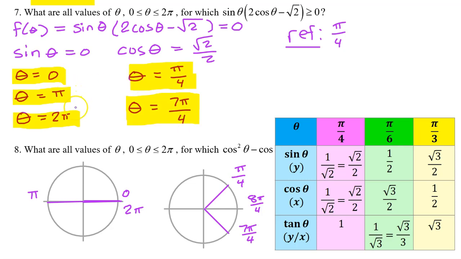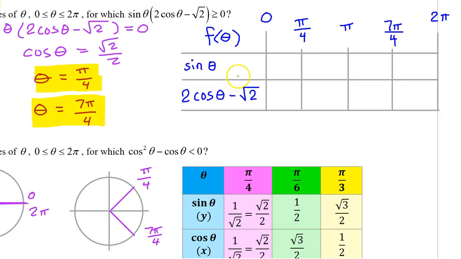Let's use these 5 critical values to make a sign chart. Your sign chart should be set up like this, with a row for each factor, the critical values across the top, and make sure the sign chart is labeled as f of theta.